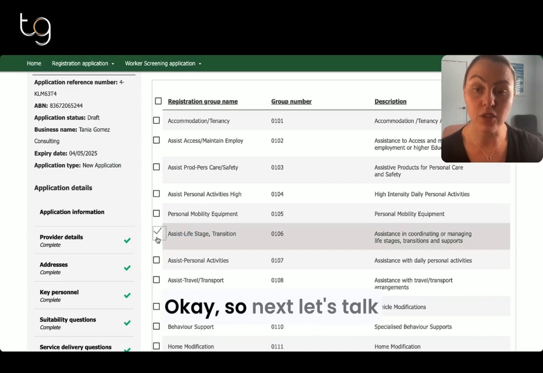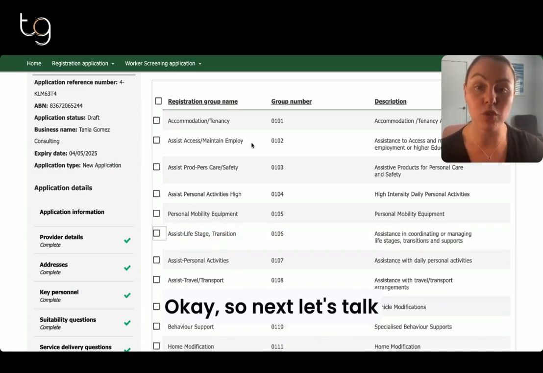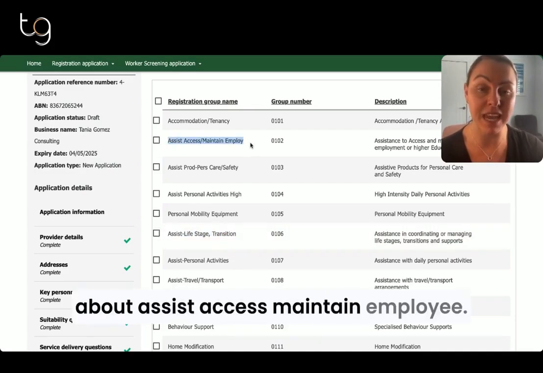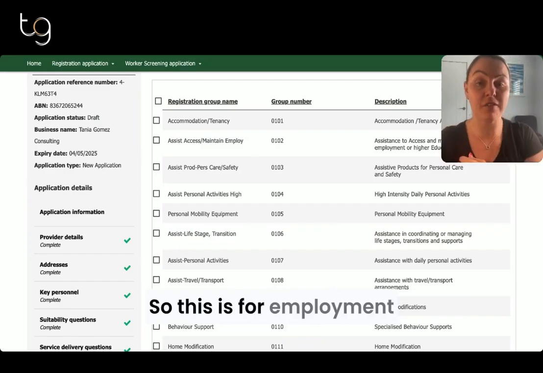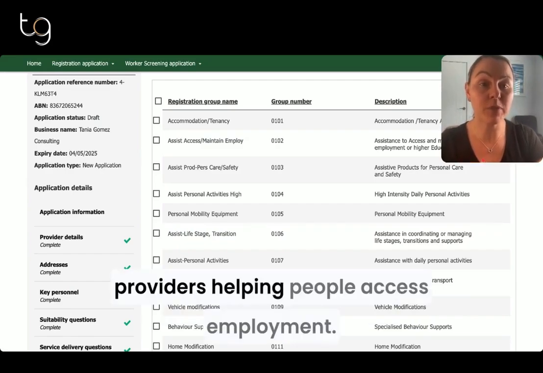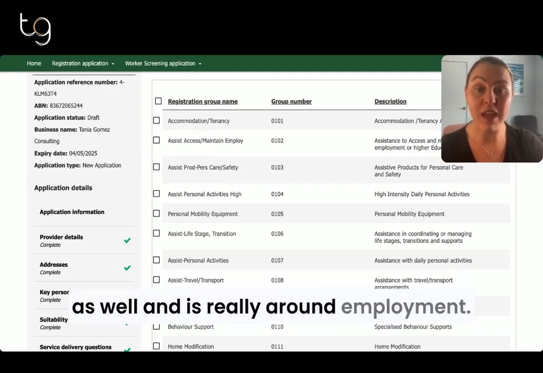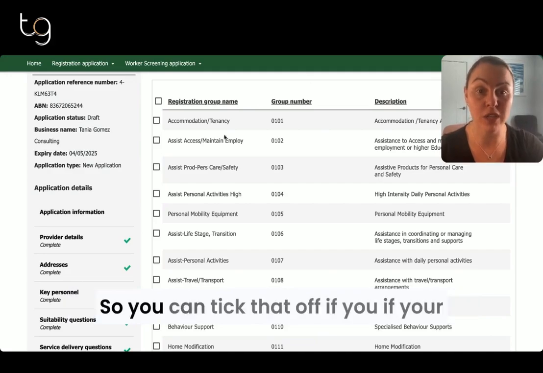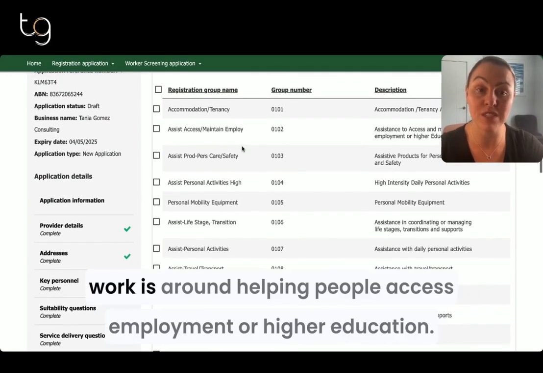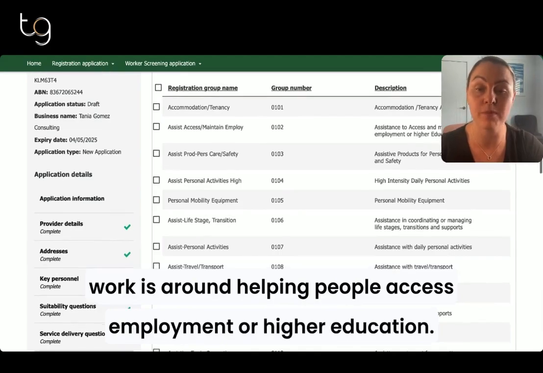Okay, so next, let's talk about assist, access, maintain, employ. So this is for employment providers, helping people access employment. So this is the group that SLES falls under, School Leaver Employment Scheme as well, and is really around employment. So you can tick that off if your work is around helping people access employment or higher education.